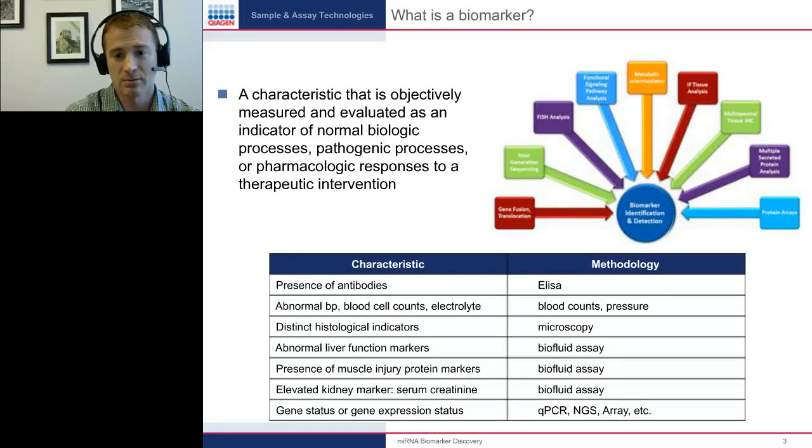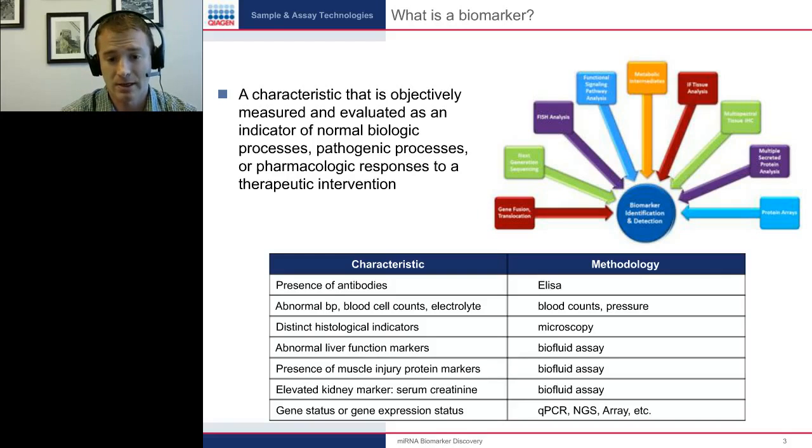So let's begin and start with the question, what is a biomarker? A biomarker is a characteristic that is objectively measured and evaluated as an indicator of normal biologic processes, pathogenic processes, or pharmacologic responses to a therapeutic intervention. In essence, it's a proxy for any of these.